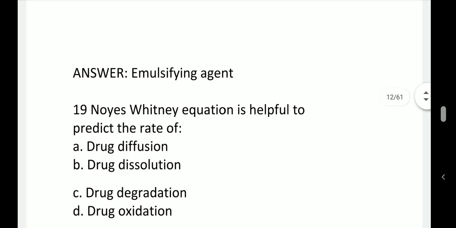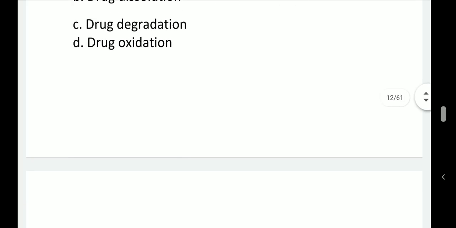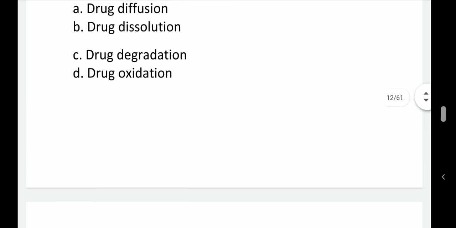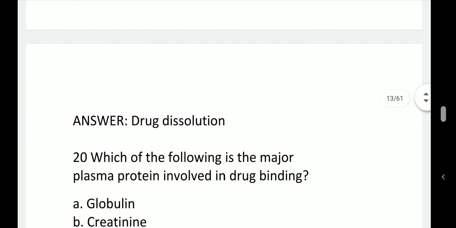Question number 19. Noyes-Whitney equation is helpful to predict the rate of option A, drug diffusion, option B, drug dissolution, option C, drug degradation, option D, drug oxidation. Answer is drug dissolution. That is option B is the correct answer.